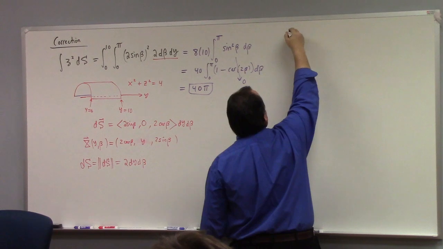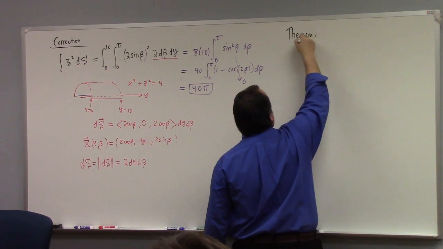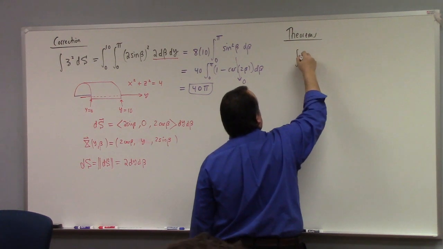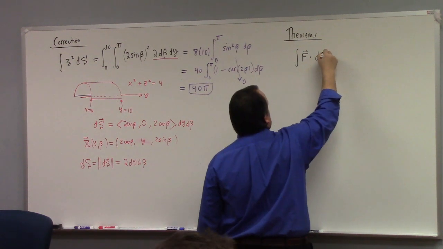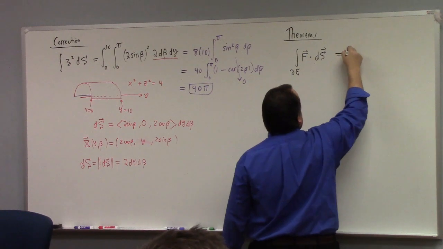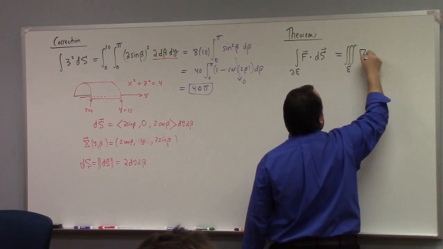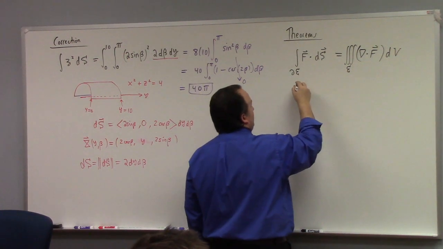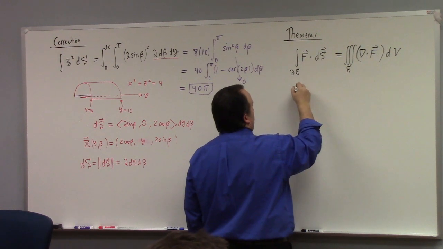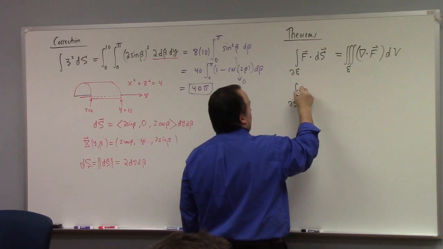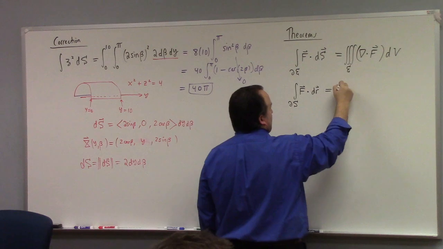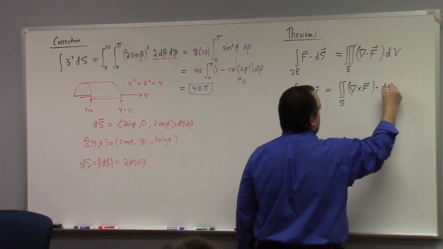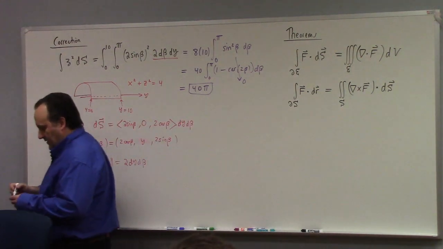Just a reminder, we have 2 major theorems, right? What are our theorems? The big ones that we're learning right now would be, of course, the integral of F dot dS over the boundary of some solid region E is equal to the triple integral over the solid of the divergence of the vector field, right? This is the divergence theorem. The other one we learned was that the integral around the boundary of some surface of F dot dr, the line integral, is equal to the surface integral of the curl of F. Those are the two big guns, so to speak.